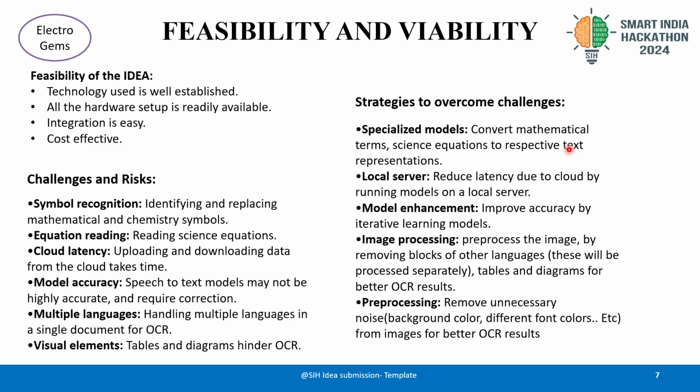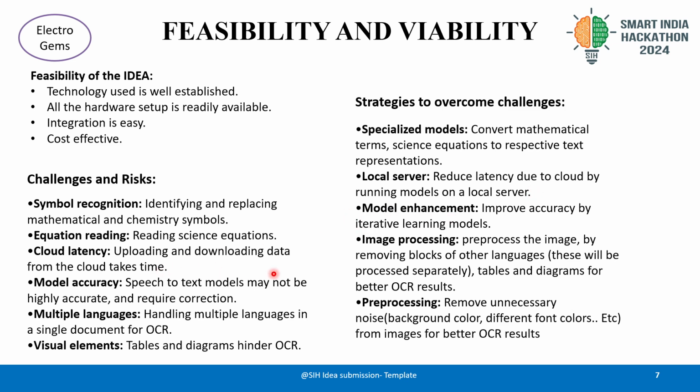So the strategies we have planned in future to mitigate them are specialized models. To convert mathematical terms and science equations into respective text representations, we have some models: for maths we have MathTalk and for chemistry we have ChemLib. So these types of models we can use in order to interpret text into symbols. And coming to local server, by running some models on the local server instead of sending the data to the cloud, we can reduce the latency a little bit.